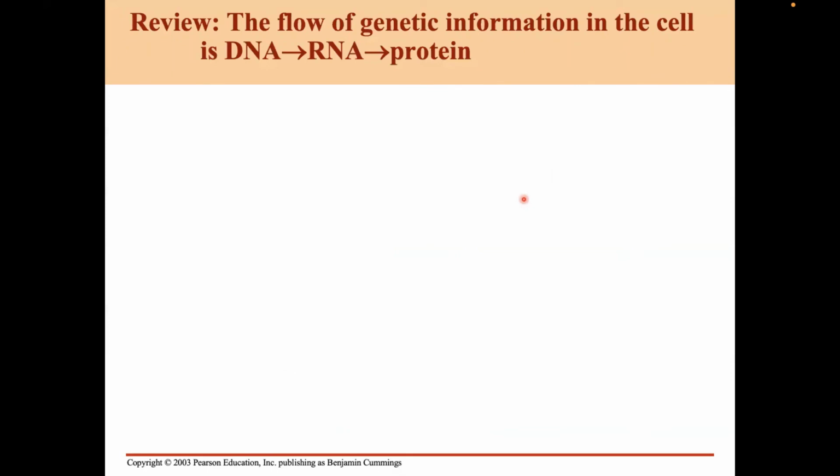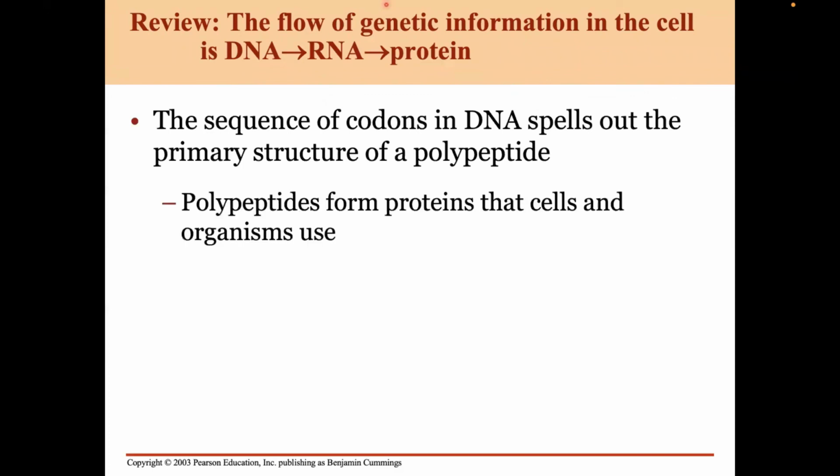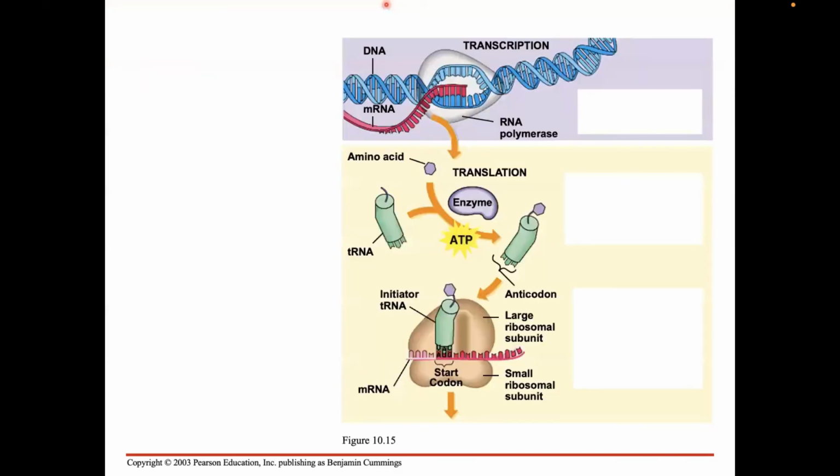And then the flow of genetic information in the cell is basically from DNA to RNA to protein. So kung may magkamali pa dyan, ewan ko na lang talaga. Diba? So kanina pa natin binabanggit na DNA muna, RNA kasunod, and then protein ang huli niyan. The sequence of codons in DNA spells out the primary structure of a polypeptide, and then the polypeptide forms proteins that cells and organisms use. Like what we've mentioned, marami nga pong functions ang amino acids, ang protein sa ating katawan.